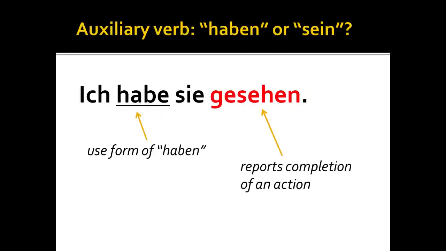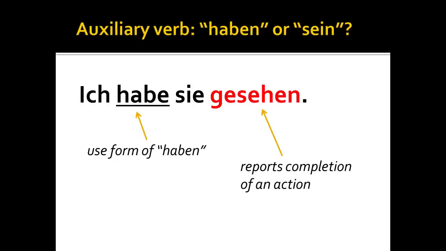Now, everything else, roughly, it's safe to use some form of the verb haben. So, ich habe sie gesehen. I have seen her, or I've seen them. The gesehen, past participle of sehen, to see, reports on an action completed. There's no motion involved. I'm not moving from point A to point B. There's no change in condition. I'm simply reporting the fact that I saw her or these people. And in instances like this, it's safe to use the auxiliary verb haben.